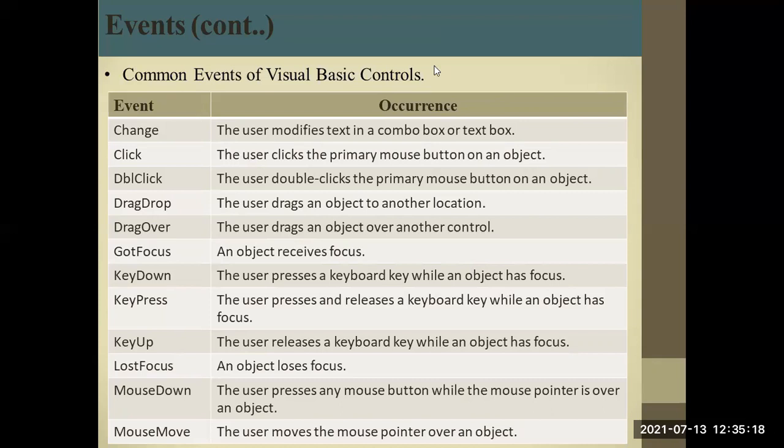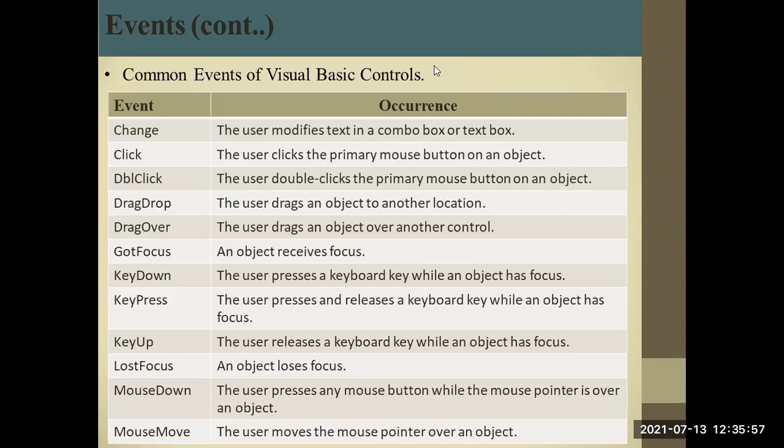Now we have listed two columns. One is your event, and the second column is the occurrence, or basically a description of the event. The first event you can see here is the Change event. It is helpful when the user modifies the text in a combo box or a text box. Whenever you want to handle a modification in the text box or the combo box, we use the Change event.